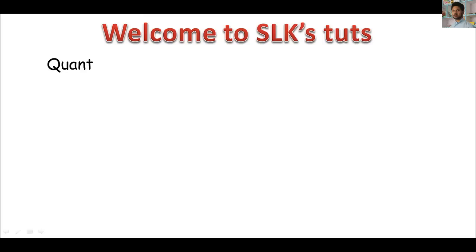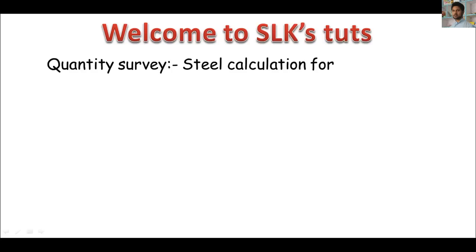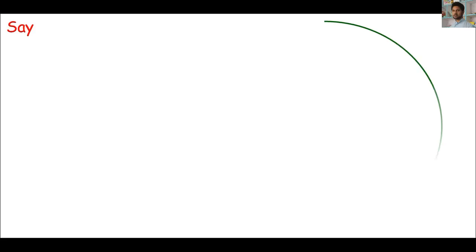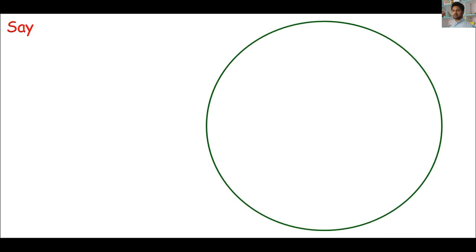Alright, here in this section we'll be talking about steel calculations for a circular slab. It's quite simple and it's the same method we use for a common rectangular or square slab. Let me assume this is a circular slab, or you can assume it's a circular slab of a water tank. Alright? Now here is a question.